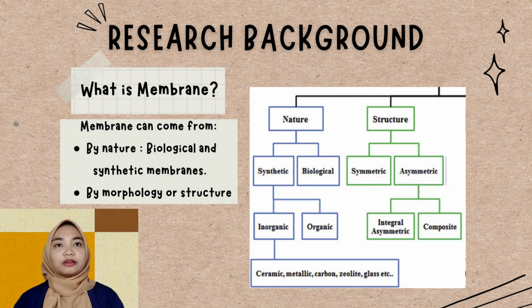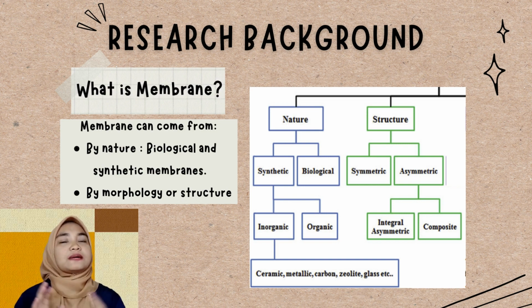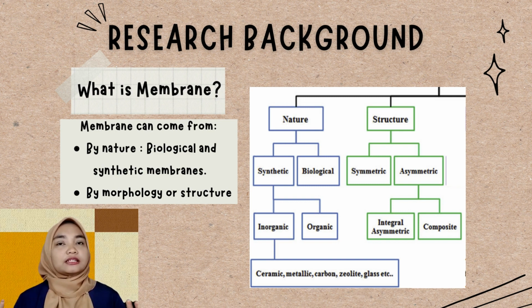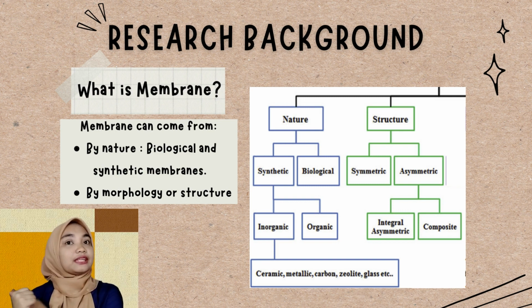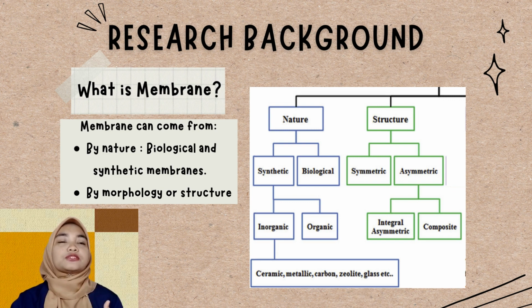Next is research background. What is a membrane? A membrane is a thin layer of material which some types of particles, atoms or molecules can pass through. In general, a membrane can be natural or synthetic. Its structure can be homogeneous or heterogeneous and can be neutral or charged. Membranes can be classified according to different viewpoints. Membranes can come from nature, classified as biological and synthetic membranes. The other way of classifying membranes is by morphology or structure.